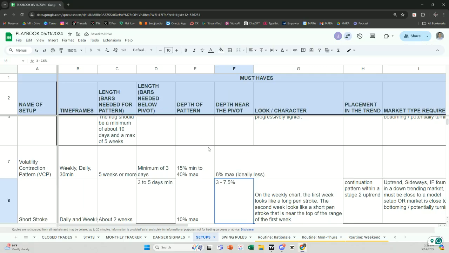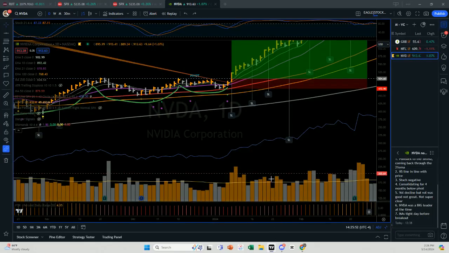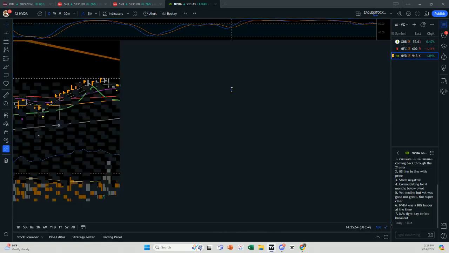As far as a minimum, I'd say 3%. 8% maximum. From what point top to the point bottom again, you showed on the chart? Where I'm looking to enter versus where, so from resistance to support.